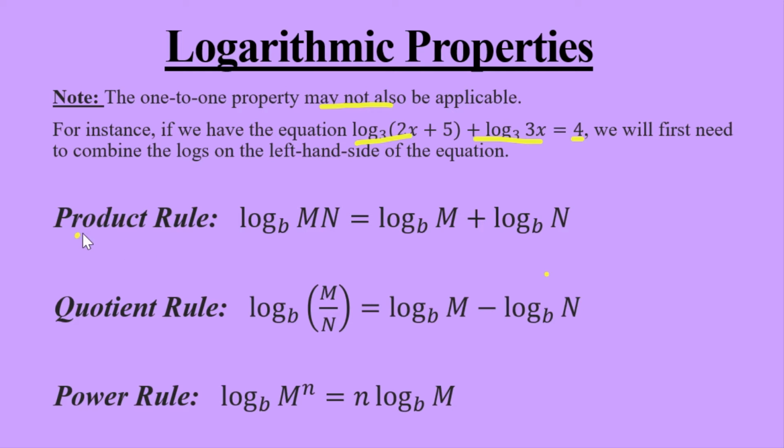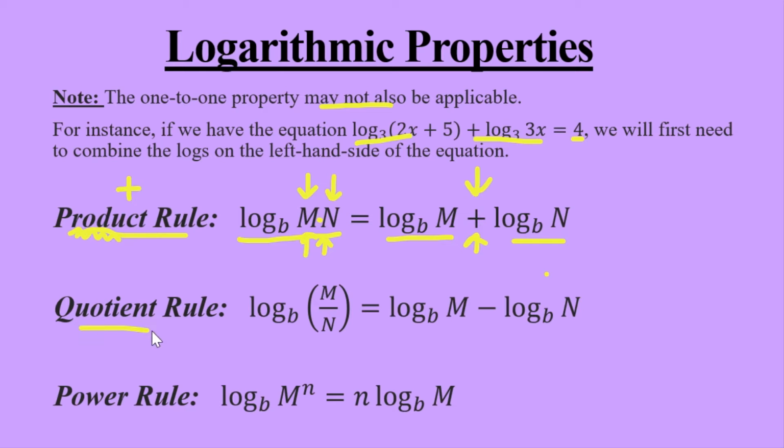First we have what's called the product rule. The product rule just says if I have log base b of two functions being multiplied together, m times n, then I can rewrite that as log base b of my first function m plus log base b of my second function n. So if I'm multiplying two functions together, then I can expand that into two logs by using addition. So that's the product rule. Just remember, product goes with plus.